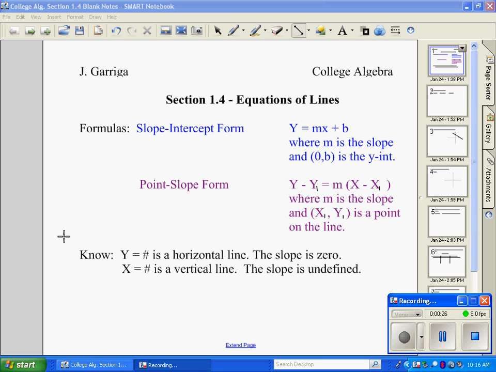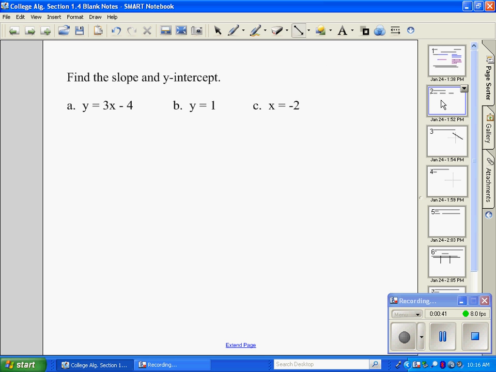And then we also have this known information, what we need to know about our y equals some number and our x equals some number. These ideas and concepts are important in the remaining part of the lesson. First, we're going to begin by finding the slope and the y-intercept.